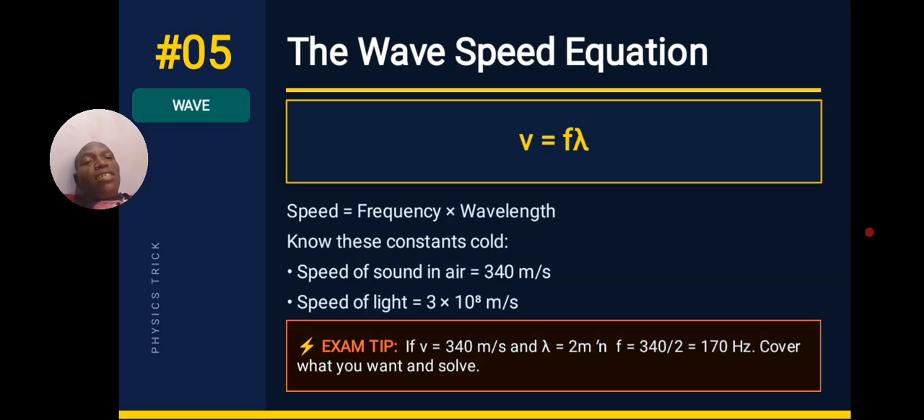Let's go to the next trick. The next trick is under wave. Now we have left motion. Under wave, you need to know this almighty formula for wave. Please, I beg you. Now, the wave speed equation. If you want to calculate the speed of a wave, you are going to use this formula: v = fλ. v is speed, f is frequency, λ stands for wavelength.